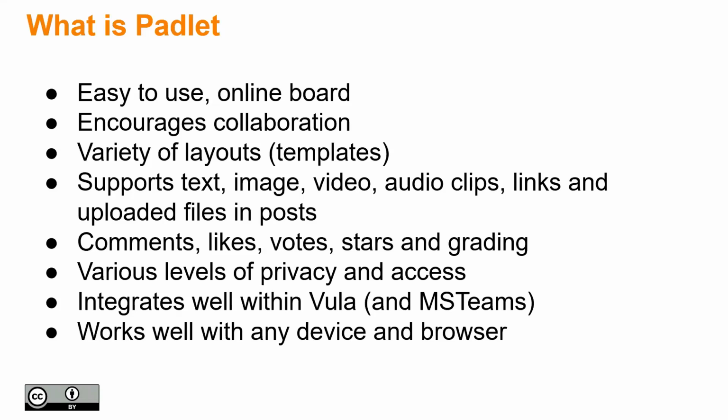When students post onto the board, their posts can support text, image, video, audio clips, links, uploaded files, and all sorts of other things. So it makes the posts quite a bit more interesting than just adding text. You can also add comments on the posts, and you can add things such as likes or votes. You can add stars, and you can also add grading. So all of these things are optional. You don't have to have comments on or votes on or stars on. You can decide whether you would like to enable that functionality or not.